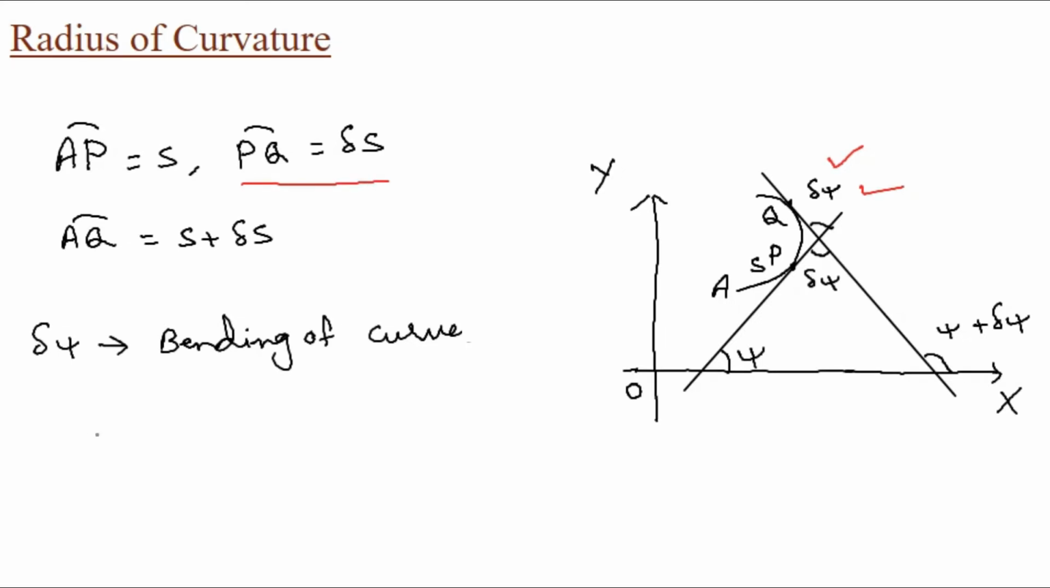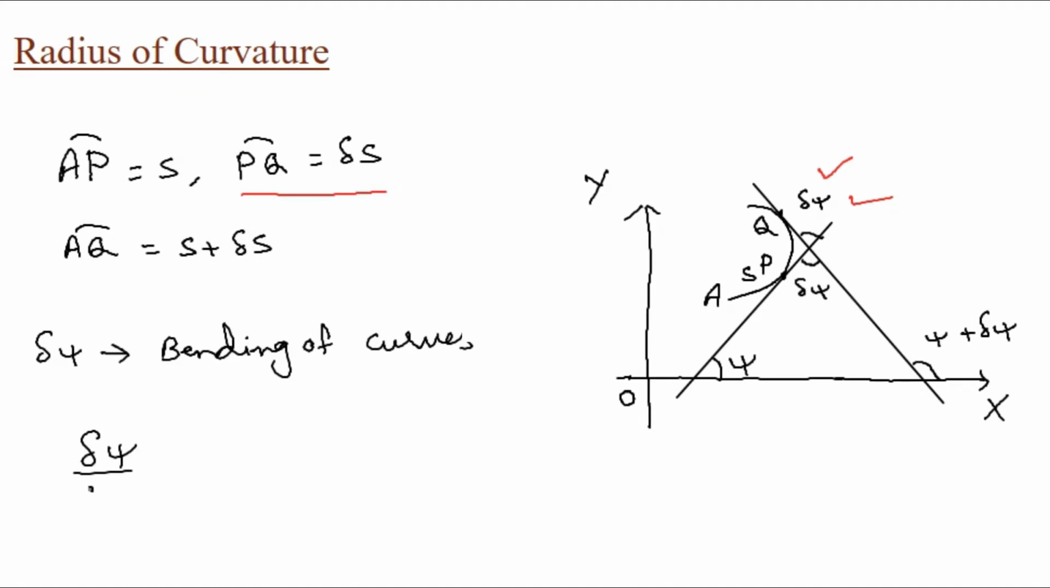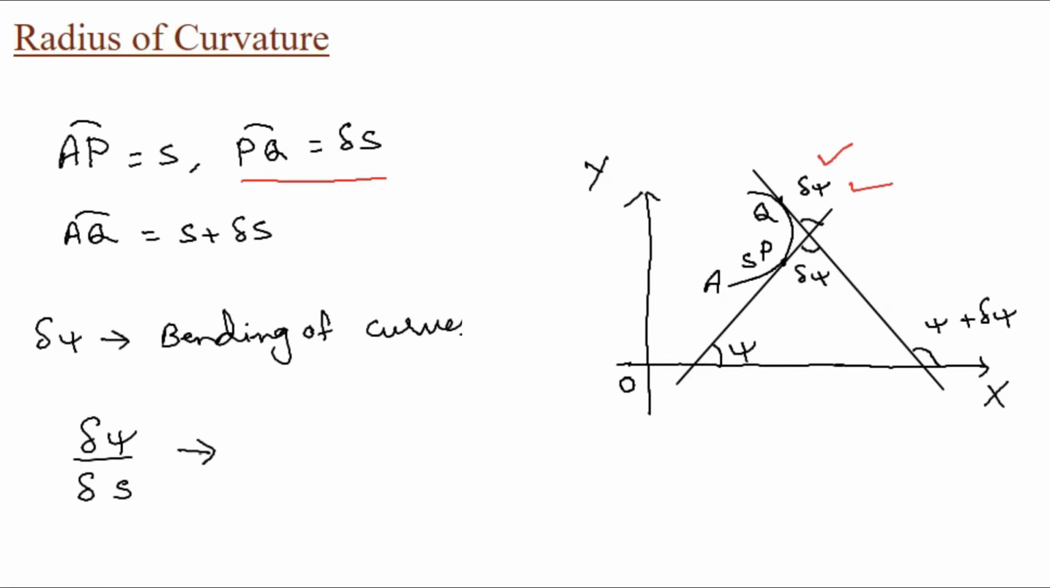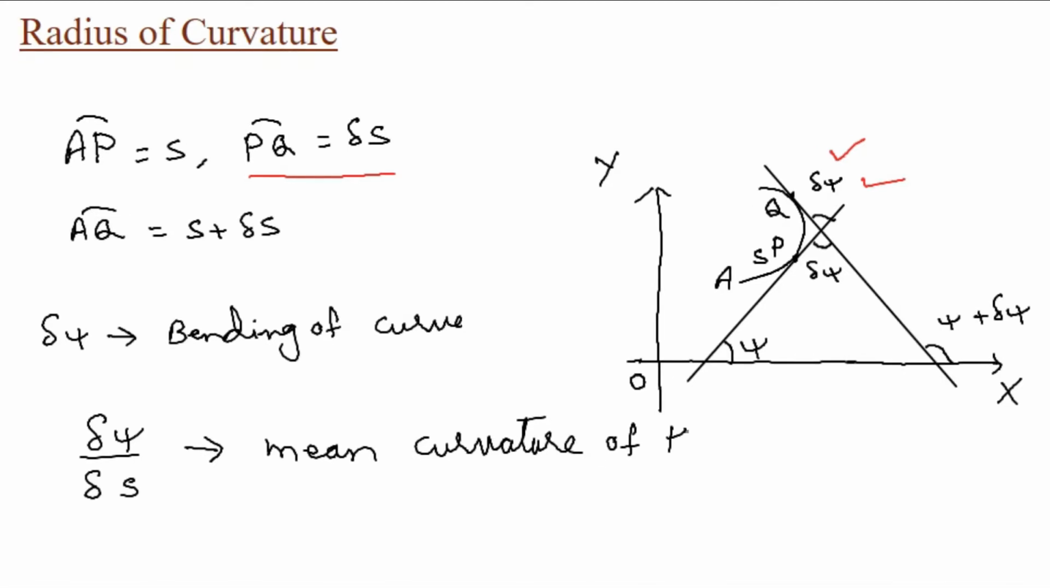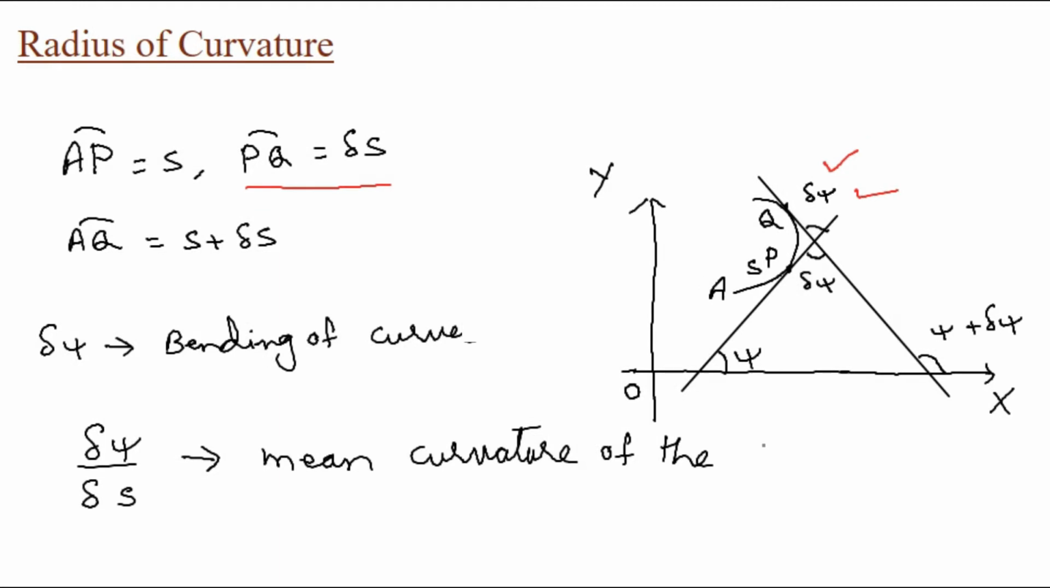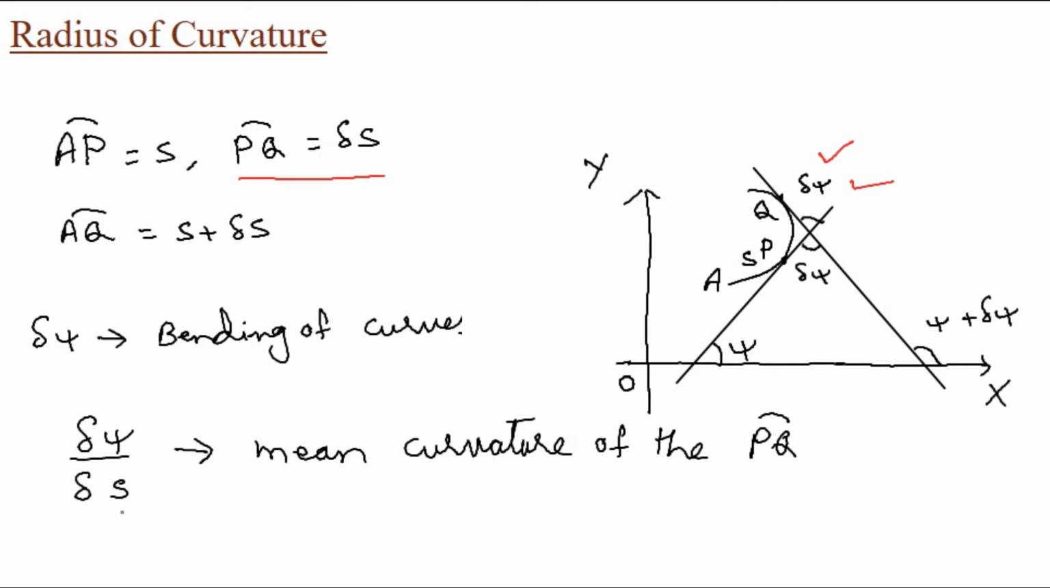Whereas this delta psi by delta S represents the curvature. Here delta psi by delta S represents the mean curvature of the arc PQ. As the distance between P and Q changes, this delta psi by delta S will also change.